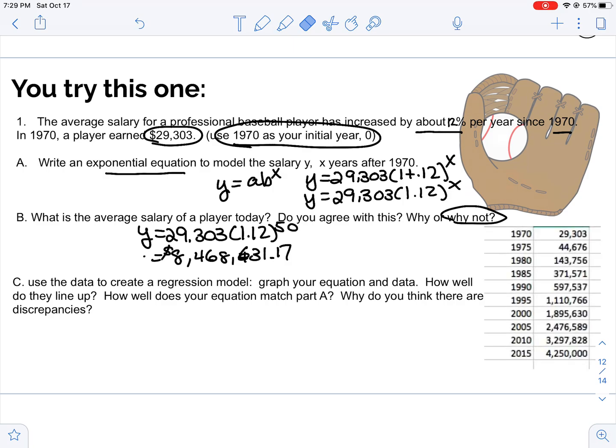Okay, so let's take a look at some of the actual data that I'm talking about. These are average baseball player salaries from 1970 to 2015. So when I use the model from 1970 and I try to do it for 2020, that's kind of outside of this range.